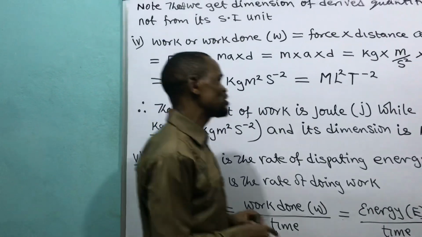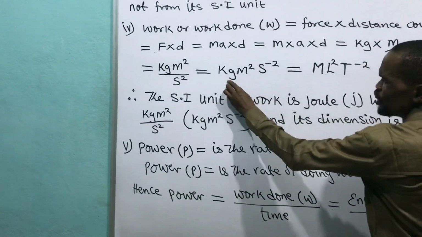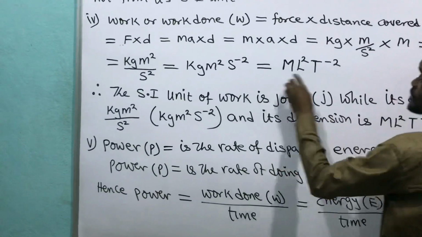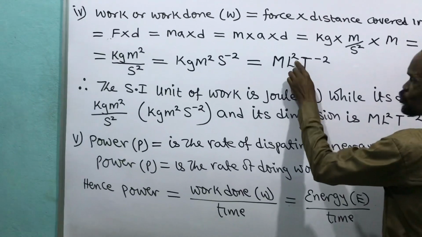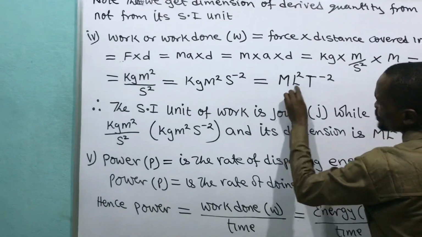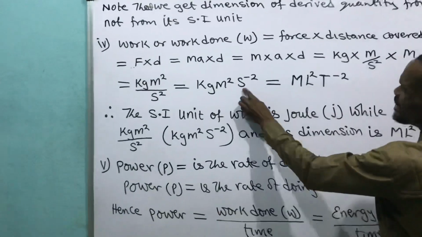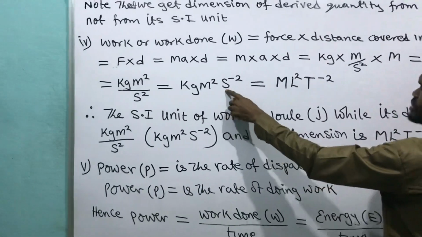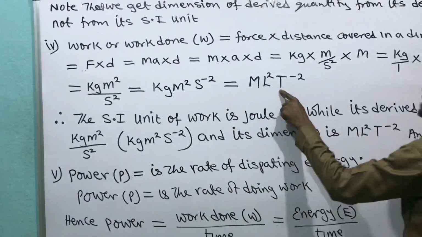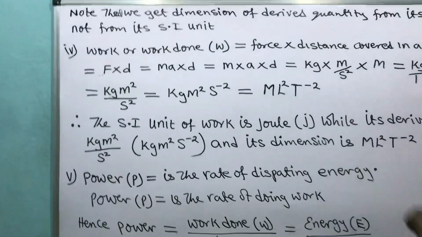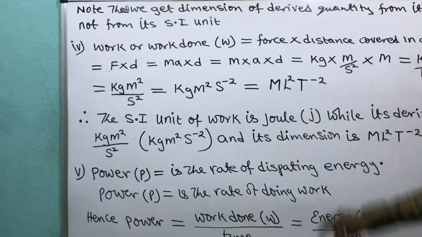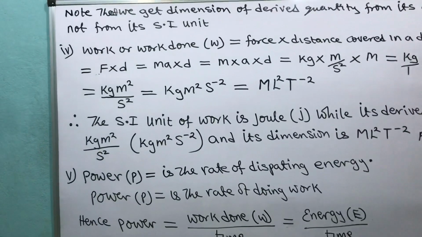And now dimension. I know that the dimension of kilogram is capital M, and the dimension of meter is capital L, and that gives capital L squared because the meter here is squared. The dimension of seconds is capital T. Putting T, I will have T raised to power minus 2. And that gives me the dimension of work done.